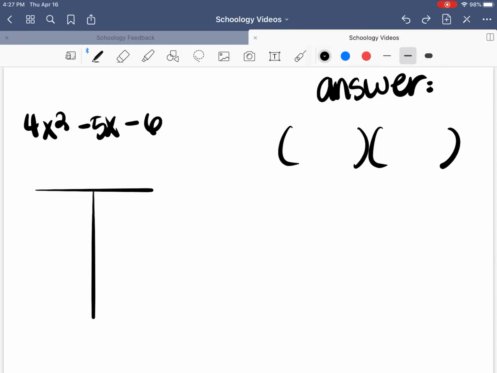Hi, I'm here to teach you guys how to factor using the T method. So when you're factoring, make sure that your final answer needs to be 2 parentheses. And for right now, we're going to assume that those parentheses start with 4x, with the first number of our equation.